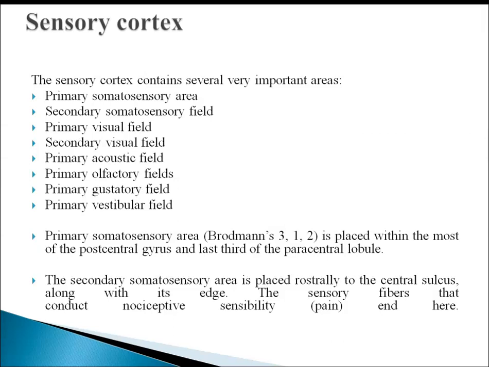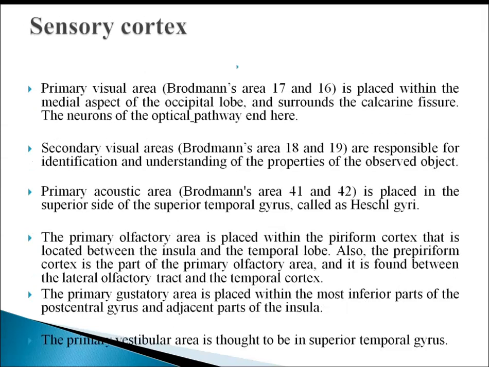The primary somatosensory area has been located in the postcentral gyrus, that is the last third portion of the paracentral lobule, and it has been indicated by the number 3, 1, 2 of Brodmann. The secondary somatosensory area is placed anterior to the central sulcus, that is along its edge. So the sensory fibers that conduct nociceptive sensibility, that is the pain, end here.